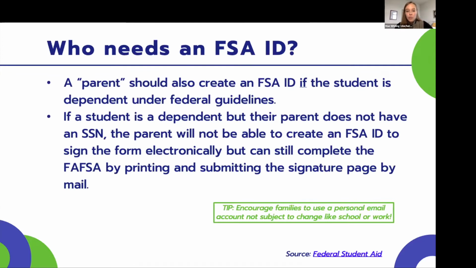So continuing on with who needs an FSA ID. Obviously the student will need to create one before they start their FAFSA. And then their parent should also create one if the student is dependent for the purposes of the FAFSA. So if that student is dependent and they do need to provide parent information, the parent should create an FSA ID unless the parent does not have a social security number. If the parent doesn't have a social security number, unfortunately, they won't be able to create an FSA ID, but they can still complete the FAFSA. The only difference being instead of signing electronically with their FSA ID, they're going to sign by printing off the signature page, signing, dating, and mailing that in.